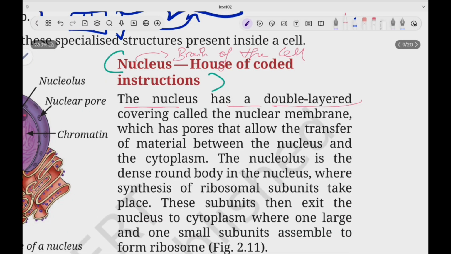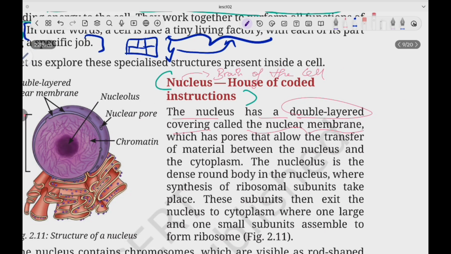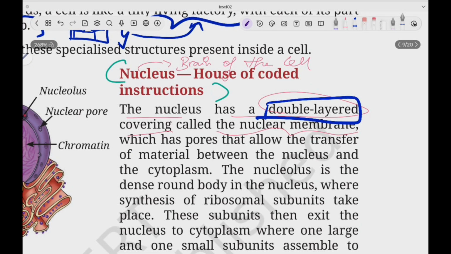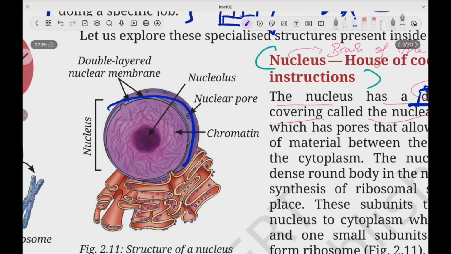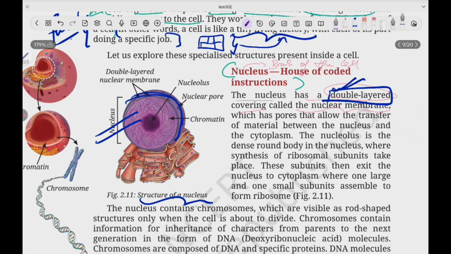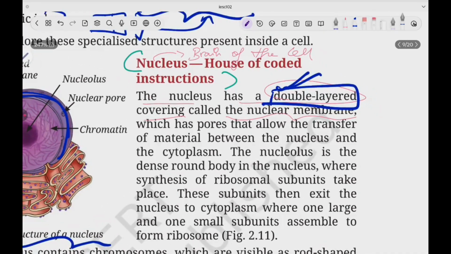Nucleus has a double layered covering called as nuclear membrane. As I told you, nucleus has a membrane, but it is double layered. It is double covered, or you can say it as double layered. You have two layers here, right? A structure of nucleus is given. This is the diagram, which has pores that allow the transfer of materials between nucleus and cytoplasm.